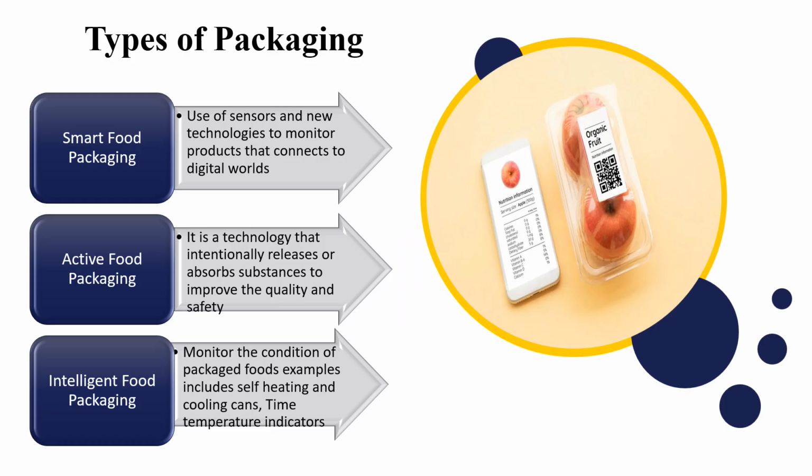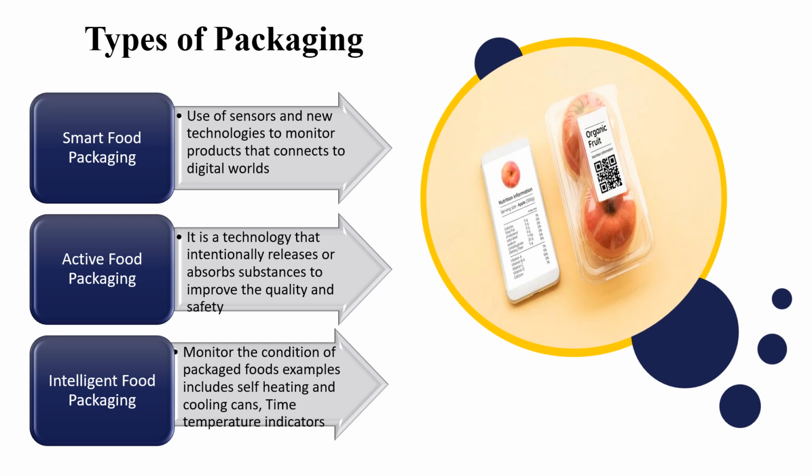Coming to the next slide, the types of packaging, in which we will see smart food packaging, active food packaging, and intelligent food packaging. Smart food packaging uses sensors and new technologies to monitor the product and connects to the digital world. Smart packaging can monitor the condition of the food. For example, anthocyanins, which are natural compounds found in fruits and vegetables, can be used to detect changes in the environment like pH. If the food is going bad, the packaging might change color to alert the consumers.